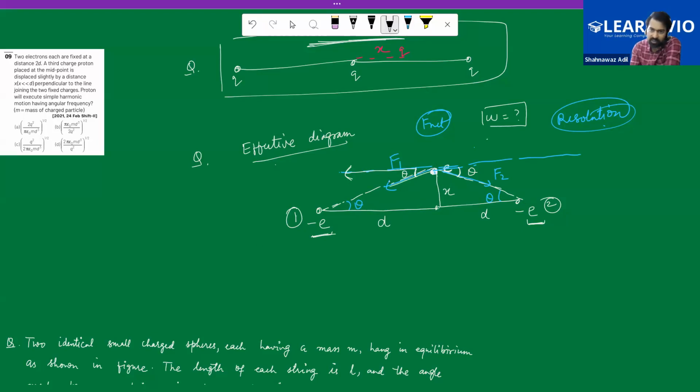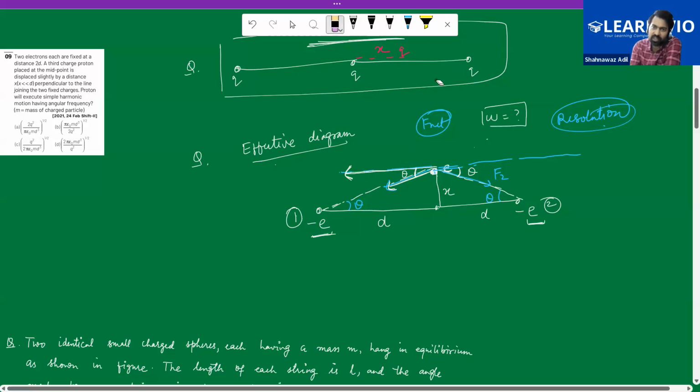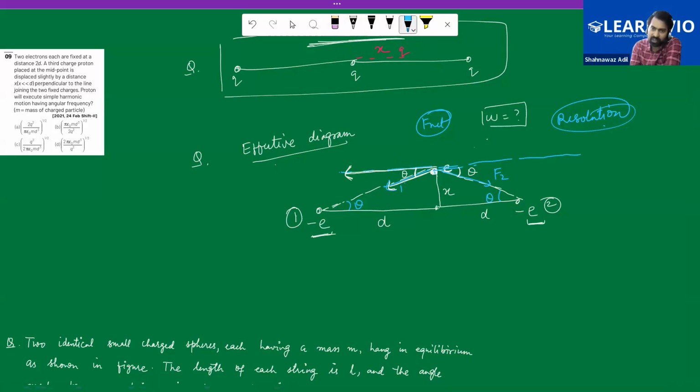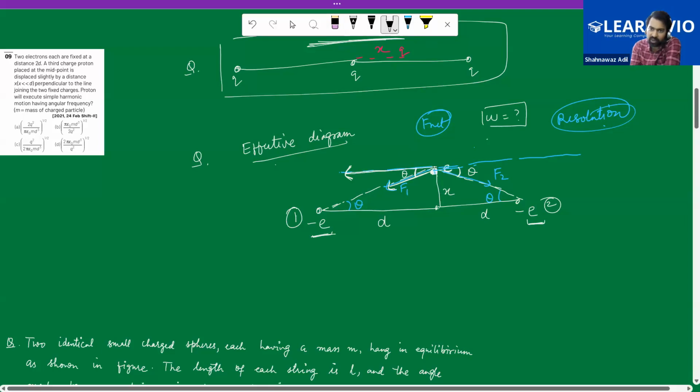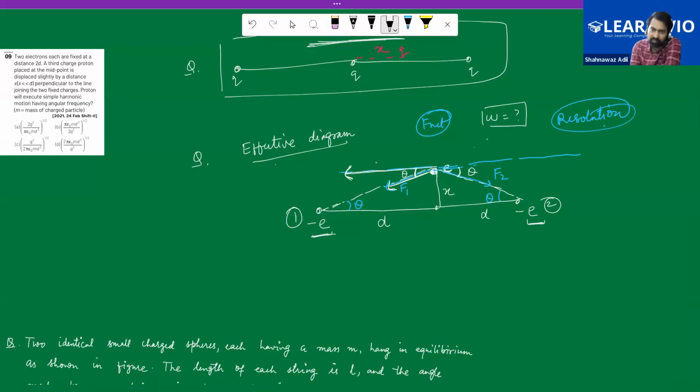This is the vector. Could you show which component? Yeah, this one. So F1 is this thing, right? This is F1, which is at this angle theta. What would be the horizontal component, and what would be the vertical component? Horizontal will be F1 cos theta, right? And this would be F1 sin theta.